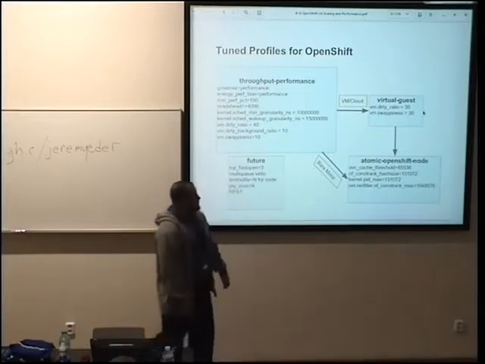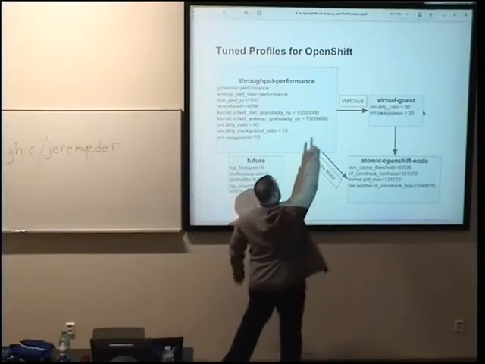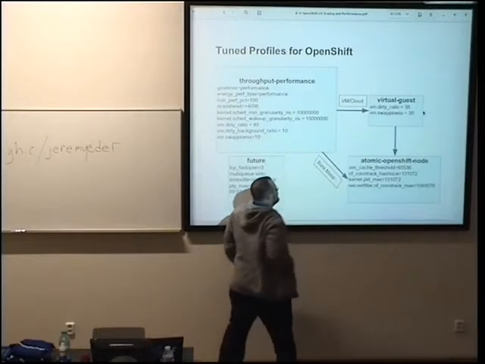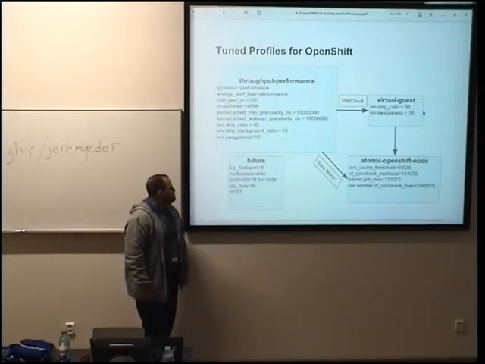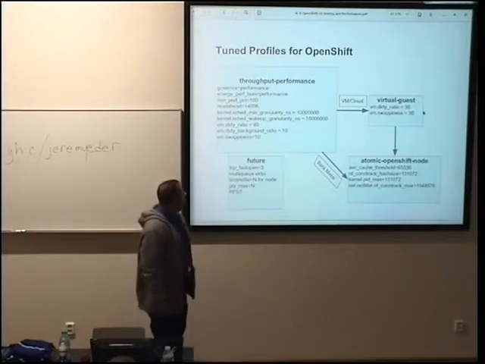So when you install OpenShift, this is the tuning that you've got by default. And in the future, we've got a couple other things that we're thinking about for scalability. Actually, the fast opens for performance, too.